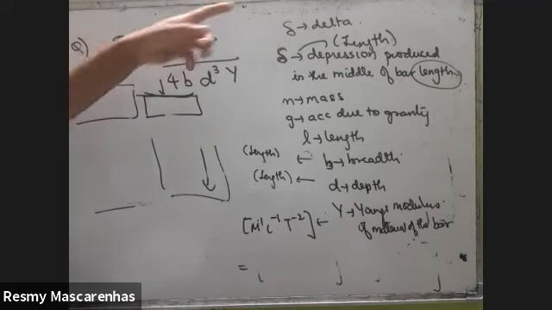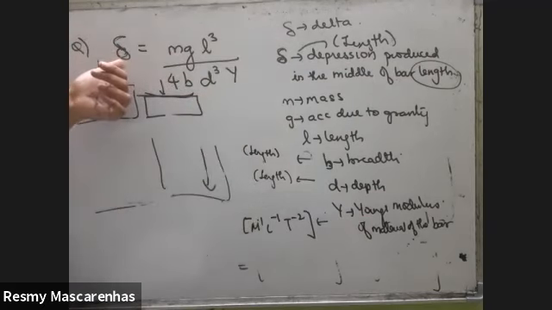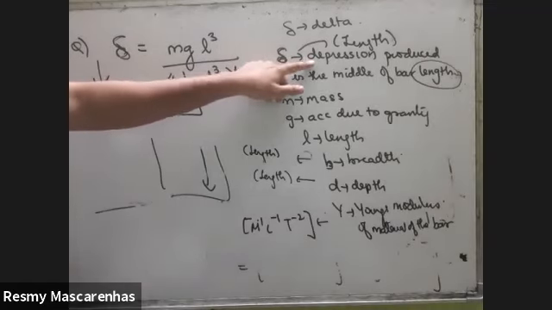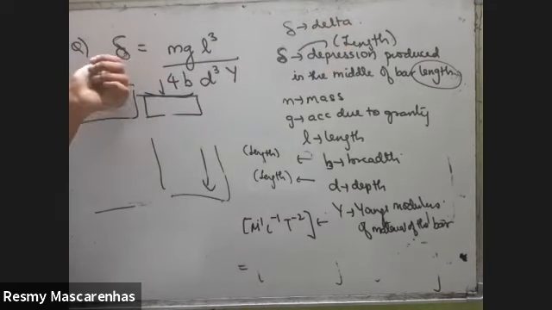Okay, so now you know all of this. Take your left hand side and substitute delta. Delta means your depression. Very simple. You have to just write the dimension of length here.